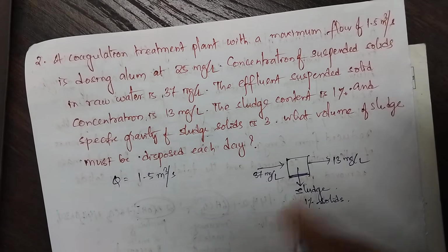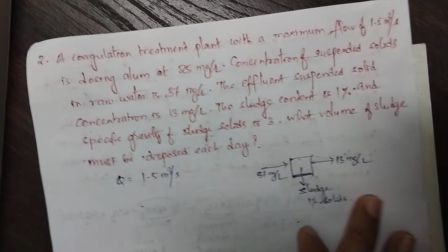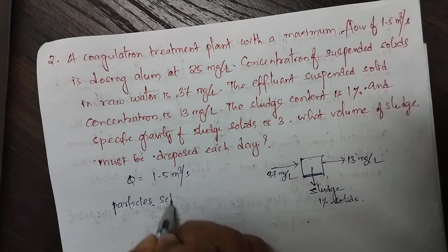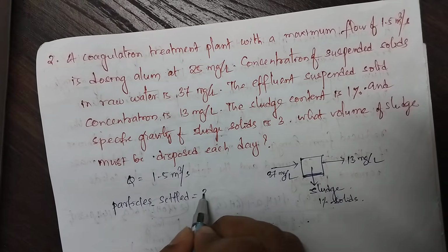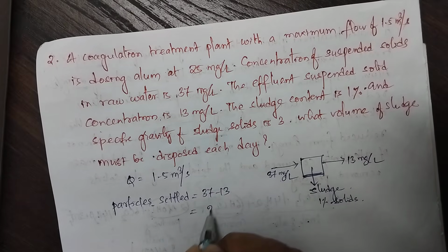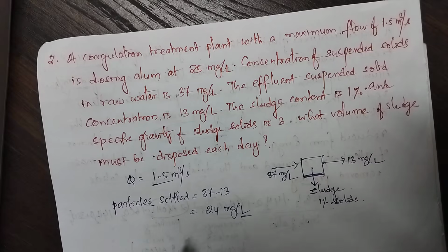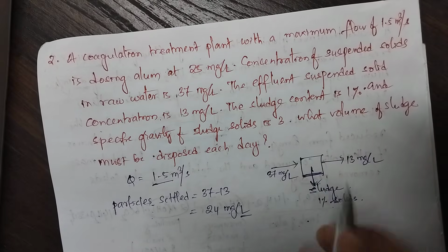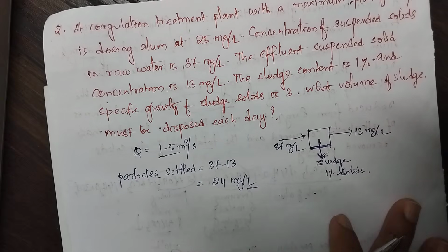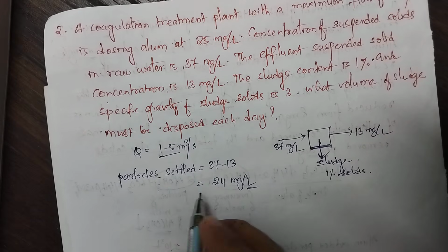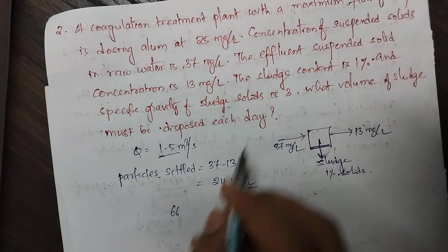So how much is being settled here? The particles settled is 37 minus 13. That is 24 milligrams for every liter of the flow. Flow is of course 1.5 meter cube per second, but for every liter of the flow 24 milligrams are being settled. So the dose of alum is given.